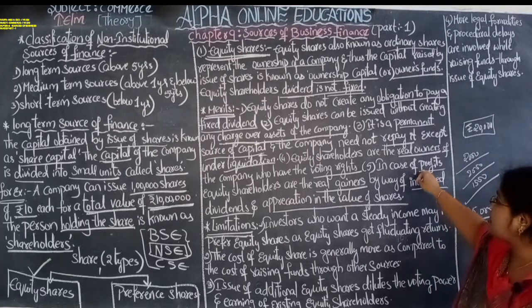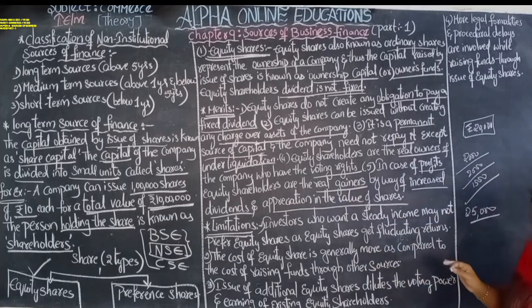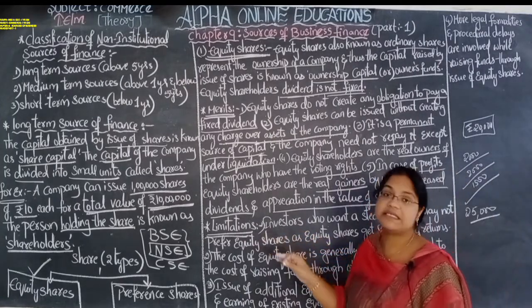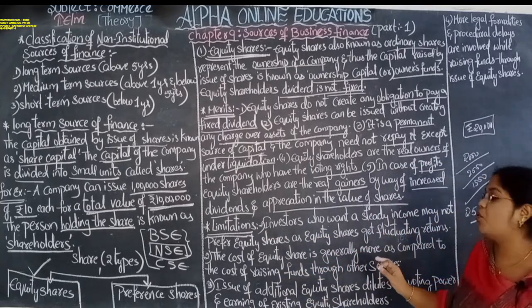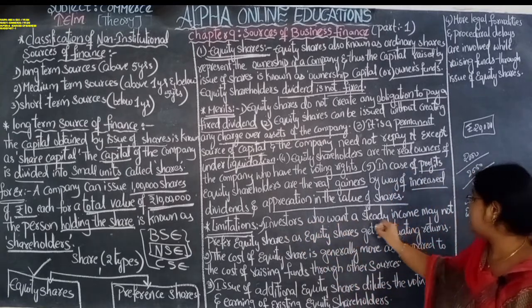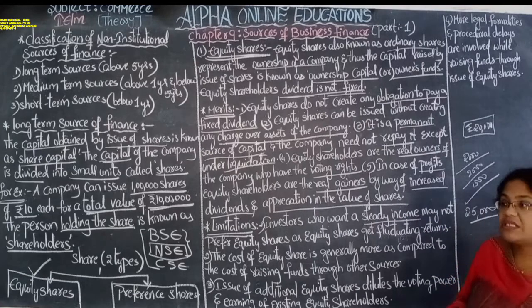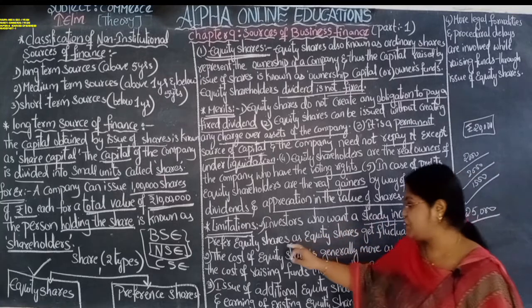So that's why when there is a profit, the equity shareholders are the real gainers. Limitations means the disadvantages of having equity shareholders. Investors who want a steady income, steady income means fixed income, may not prefer equity shares.